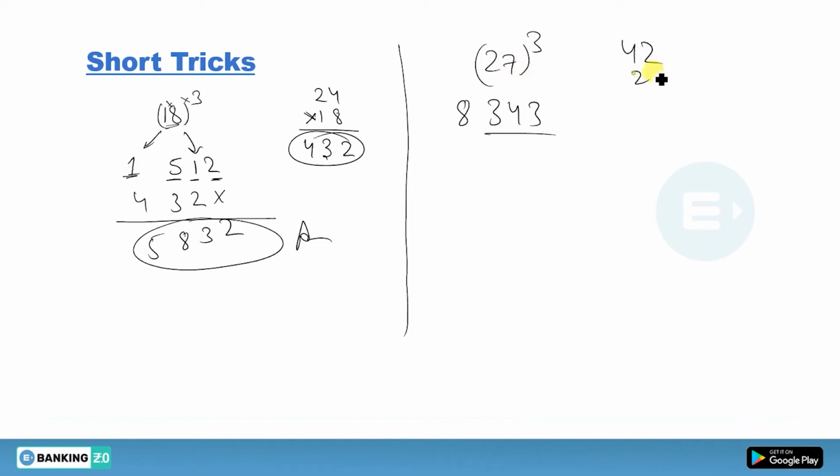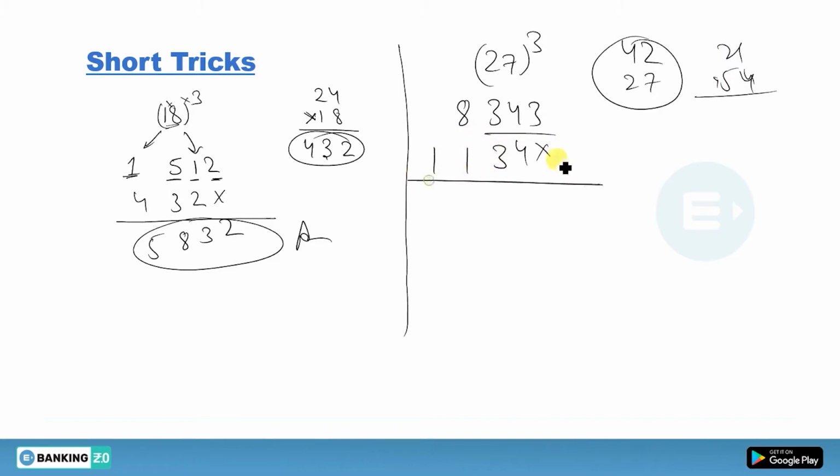Now you have to multiply 42 by this 27. Or I can do this 21 into 54. So what will you get? 21 into 4, 84. Now 8 carry. Okay. Now 21 into 5, you will get 105 plus 8. You get 113. Now add this 3, 4 plus 4, 8, 8, 3 plus 3, 6, 8 plus 1, 9, 1, 1, 9, 6, 8, 3. This one is the answer.